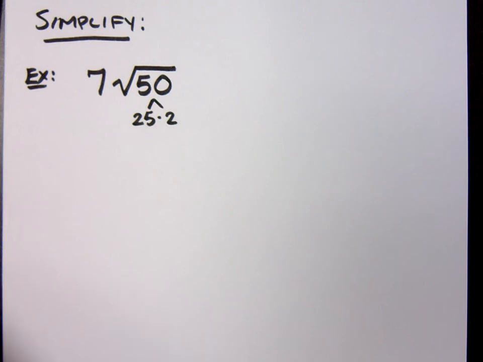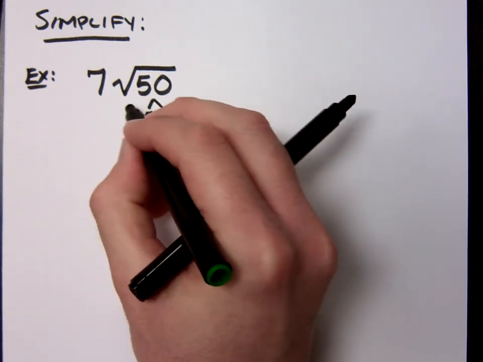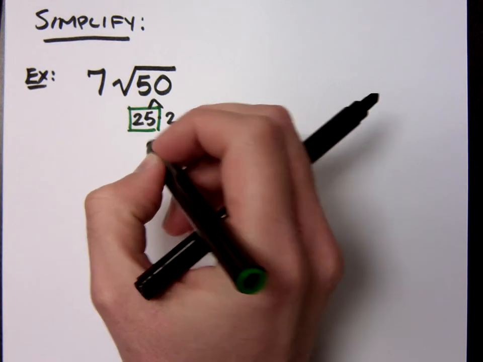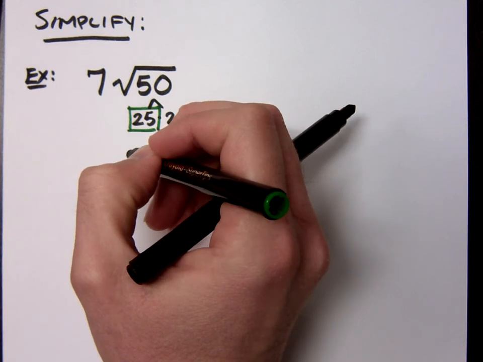Now, why is that cool? Because 25 is a perfect square. You got that right. 25 is a perfect square. What is it the square of? And what am I going to do with that? Add the 5 to the 7. Add the 5. Multiply 5.